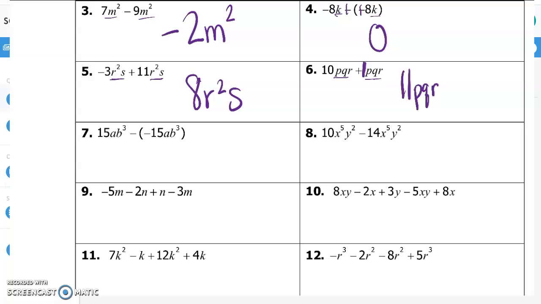Number 7, you might think this cancels out like it did in number 4, but it does not. These do match. A, B to the third. 15 minus negative 15 really means 15 plus 15. So 30, A, B, and the B is cubed.